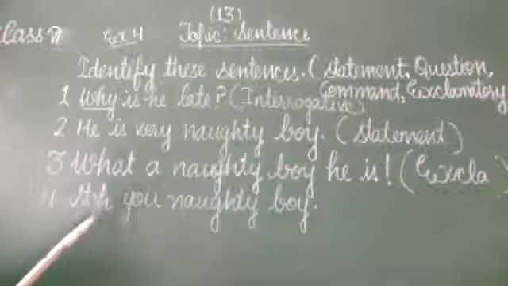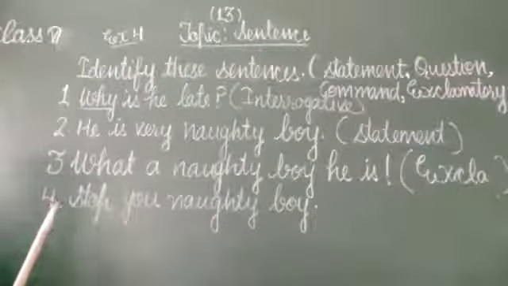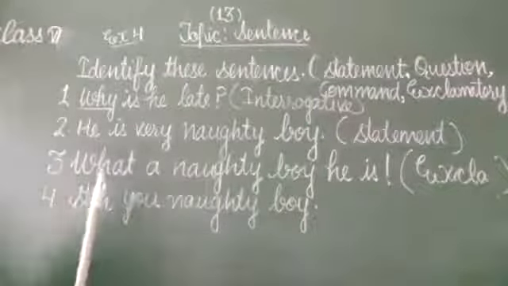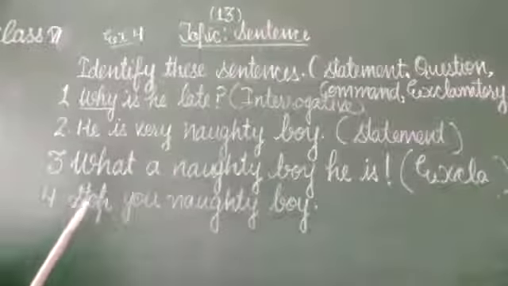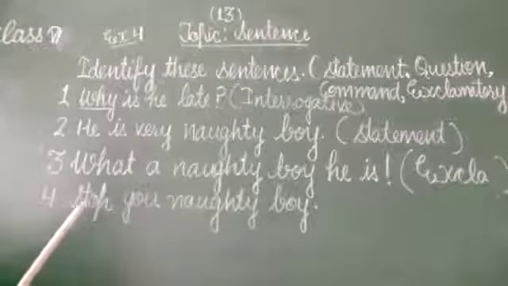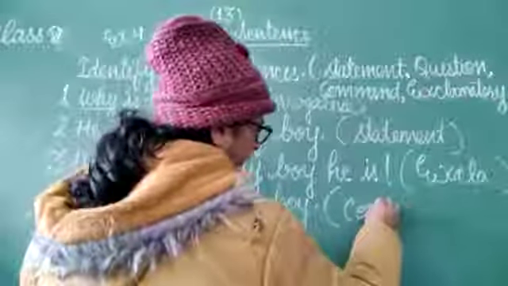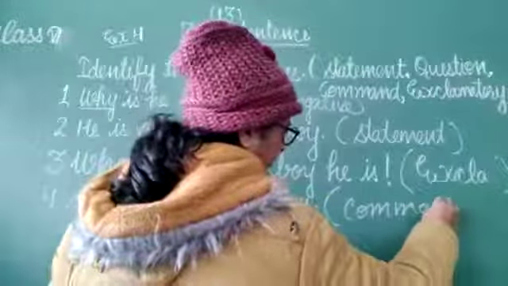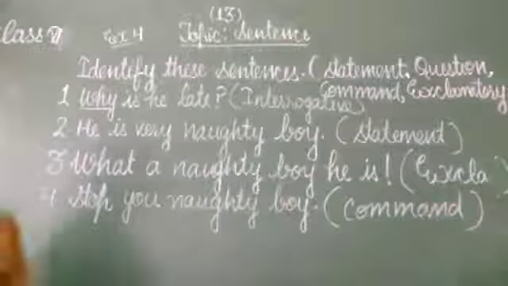Okay. Now next is, stop you naughty boy. In this sentence, you are getting the word stop. Stop is a word showing a command or an order. Stop, you naughty boy. Through this word, you know that this sentence is in the form of a command, or order. Thank you. I think it is clear to you. Thank you.